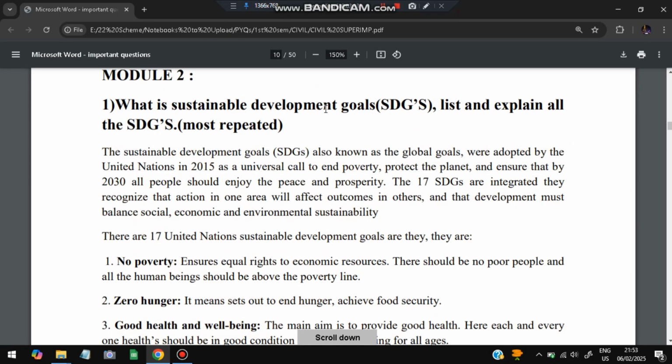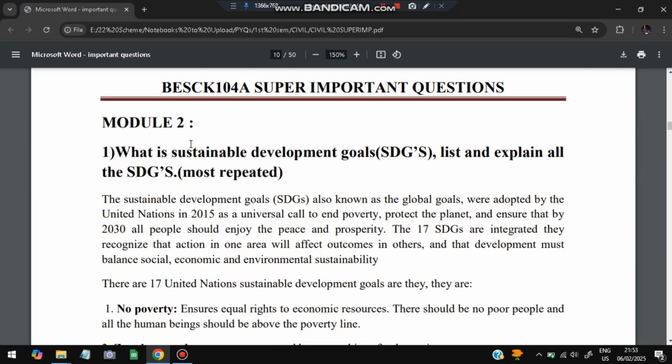Moving on to module 2, the first super important question is: what are the Sustainable Development Goals, SDGs? Let's explain all the SDGs. This is the most repeated question of module 2. Okay, so what are the Sustainable Development Goals?